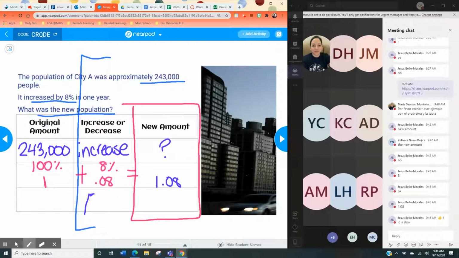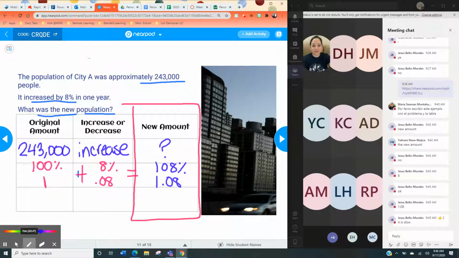Oh, is everybody waiting for Jesus to answer? No. Let's see. Somebody else. Luisa, what is 100% plus 8%? Perfect, 108%. So we have all of our percents. And we are ready to find our answers. So let's go ahead and move to the bottom row.